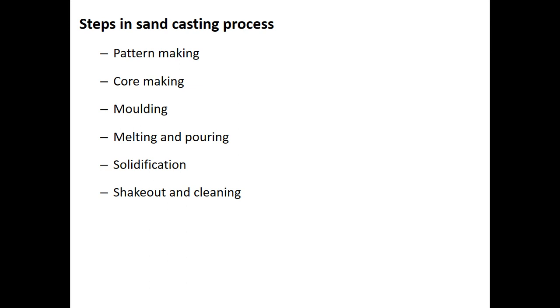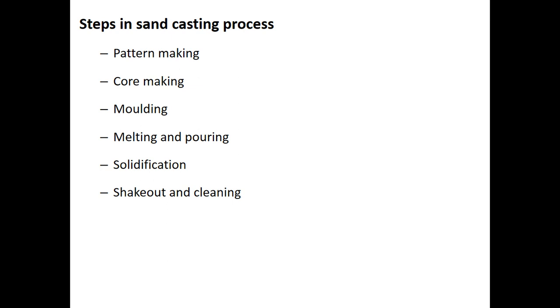Then core making. See, if you want to make a hollow casting, what will you do? Just imagine you made a cavity and you are going to pour the molten metal. Usually you will get a solid casting, isn't it? How will you get a hollow casting? To get a hollow casting, the molten metal should not fill the hollow part, right? That is the easiest way to think.